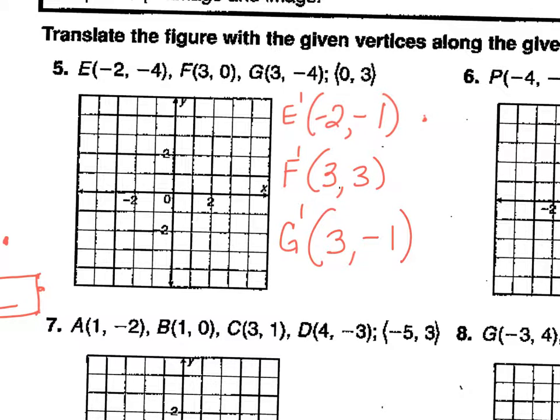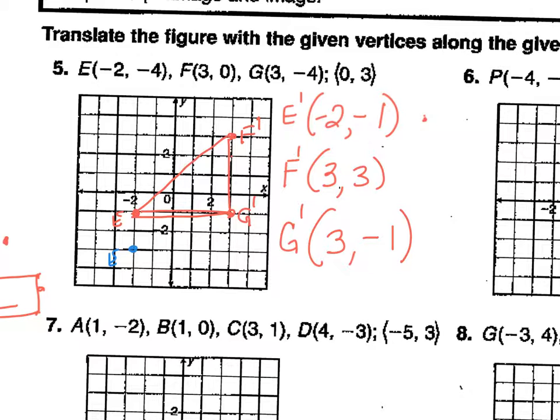Okay, so then what I'm going to do is I'm going to plot the points, the prime notations, in red, so it's negative 2, negative 1. F prime is 3, 3. Do we have to plot the original points also? Yes, I'm going to do that in blue. That's a good point. So it's 3, negative 1. And I'm going to connect, so with a ruler, it's better you use a ruler. Connect those points. And then I'm going to plot the original points, which is negative 2, negative 4.